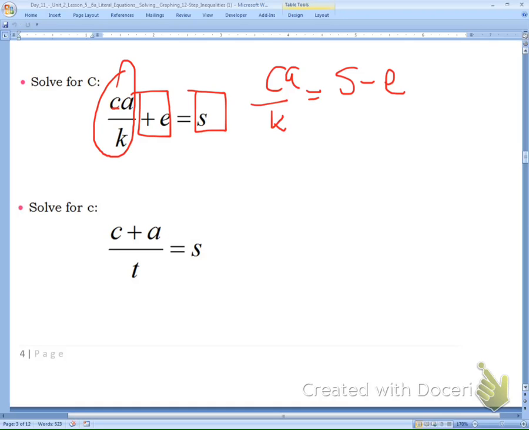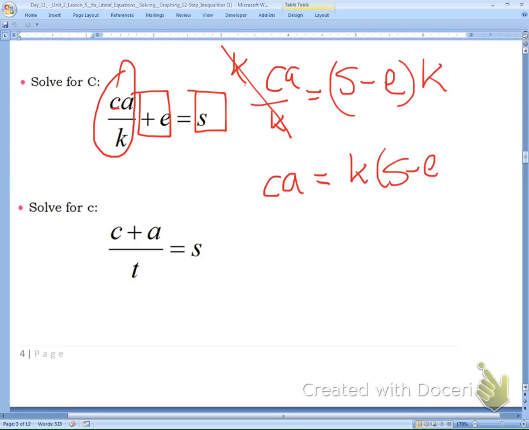I need to get that a out. I see a c beside my a and a k under it, so then what do I need to move first? That k. I move it up and multiply so that the k's cancel. Now, when I multiply it to the other side, I have two terms over there. I need to multiply that to both terms. You can either write the k in front of the parentheses or after it, but you must have those parentheses because the k is being multiplied to both of those terms. And then, so let me write down what we have now. Ca is equal to k times s minus e is the same thing.